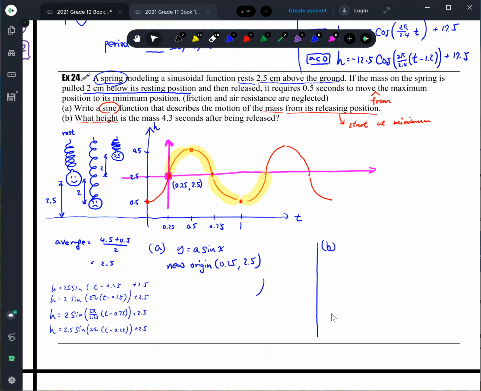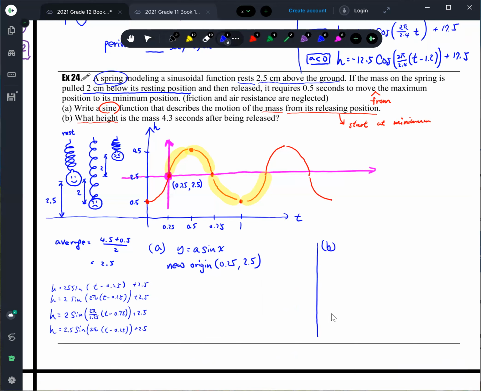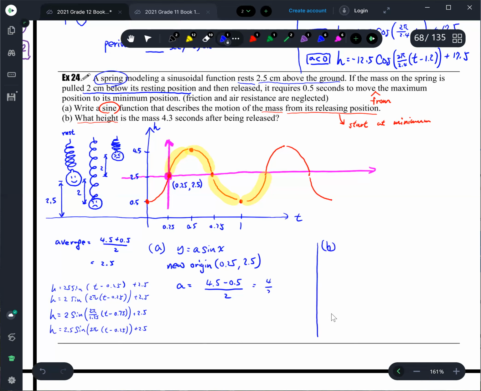All right, and then the next thing we need to get is the amplitude, right? We can just use the formula. Amplitude is maximum minus minimum divided by 2. Follow the formula. So 4.5 minus 0.5 is 4. 4 divided by 2 should be 2. So that's our A.